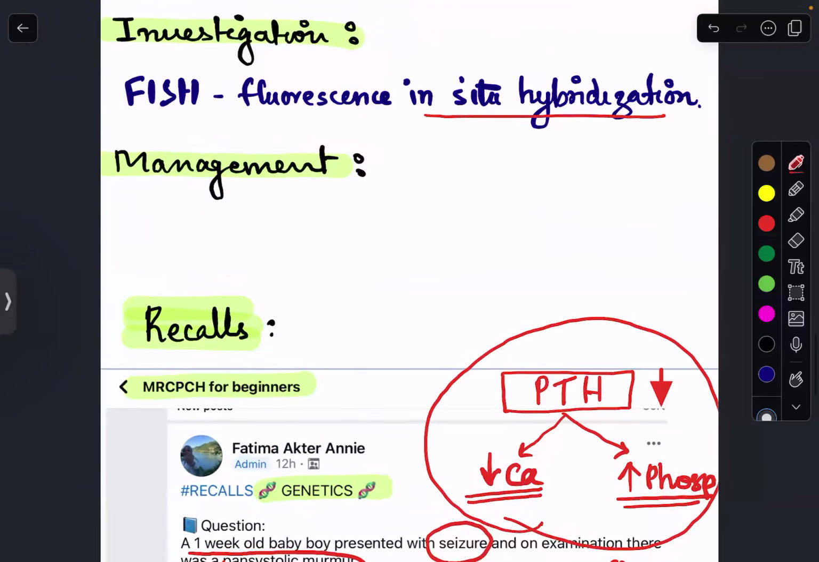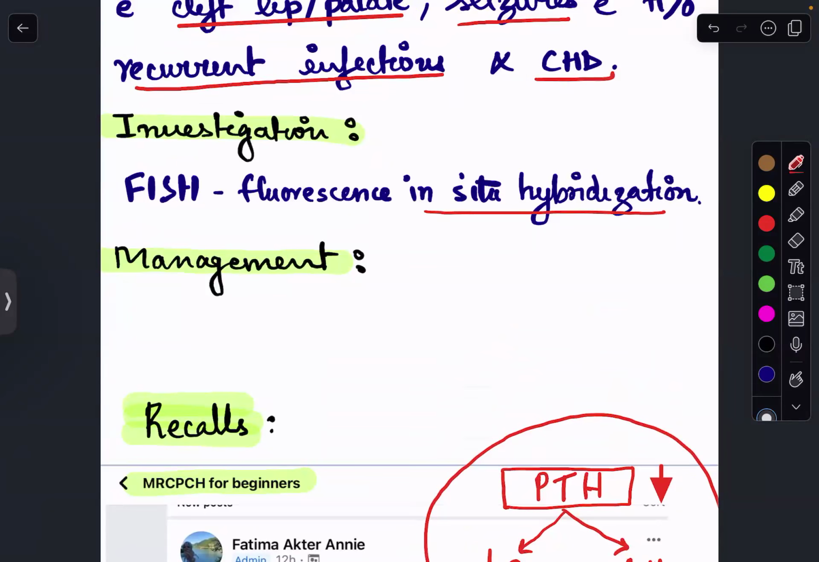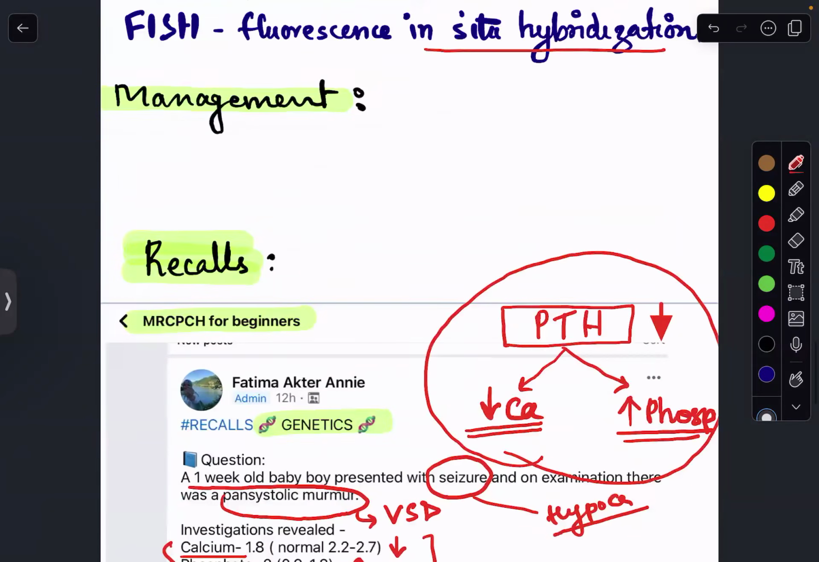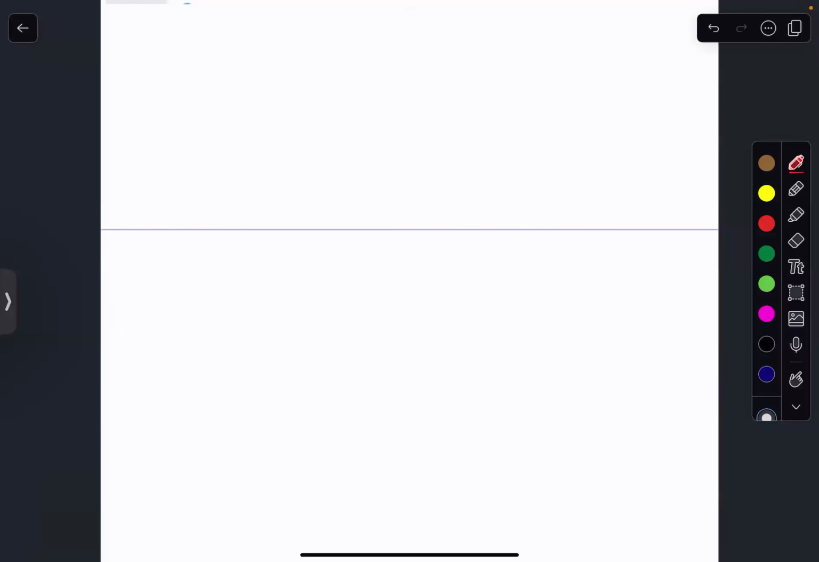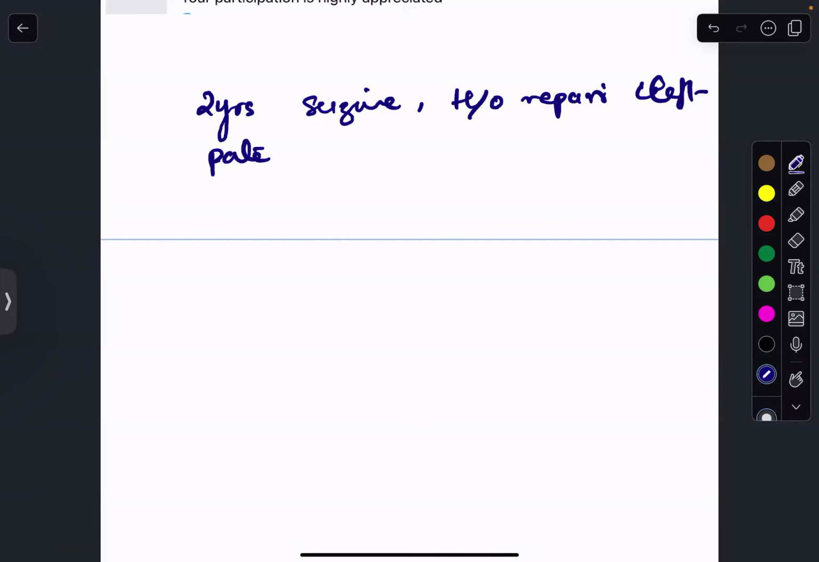Okay, so this is a very, very common topic in exam. I remember there was one question in my exam where they said a child has come to you. I'll discuss the recall here. It was something like that. I can't exactly remember the framing. It was like a child has come to you, he's 2 year old, and he has come to you with seizure. He has history of repair of cleft palate in early infancy, and now he also has a murmur.